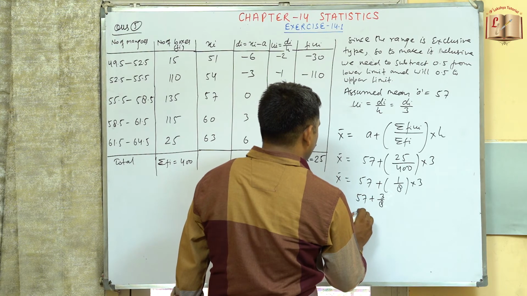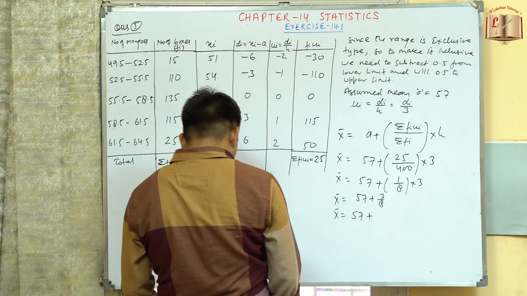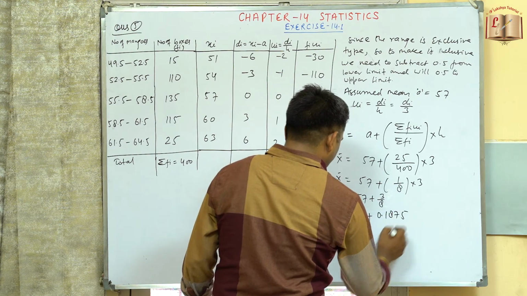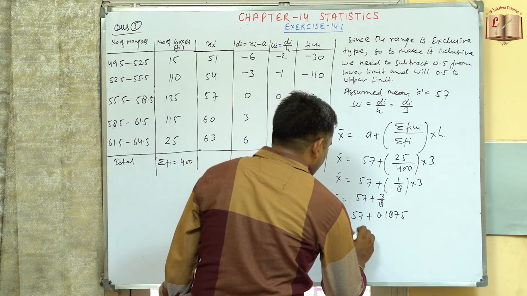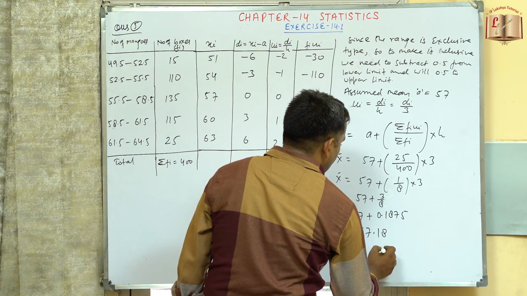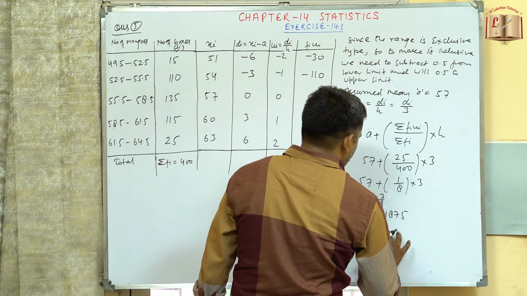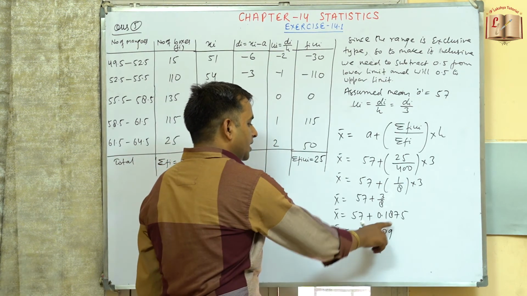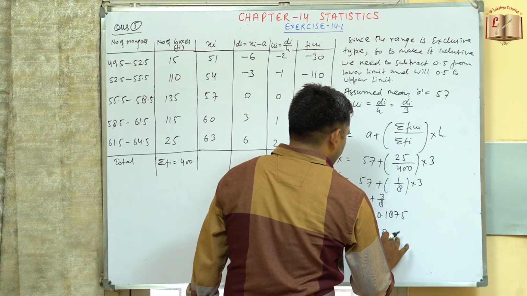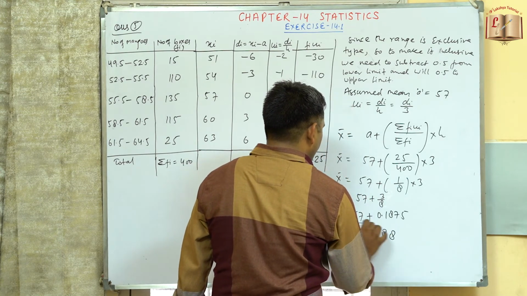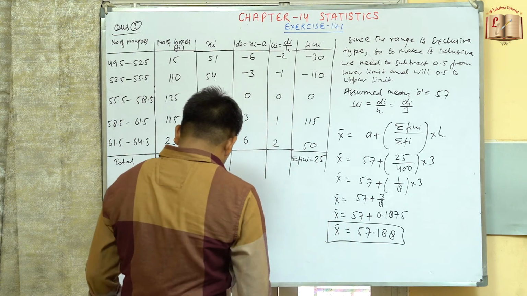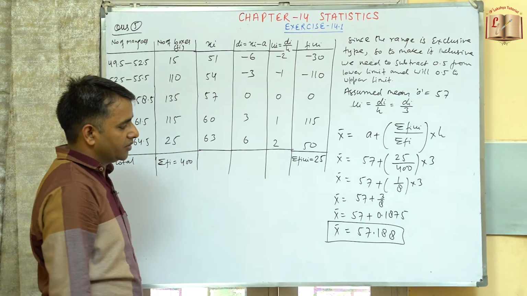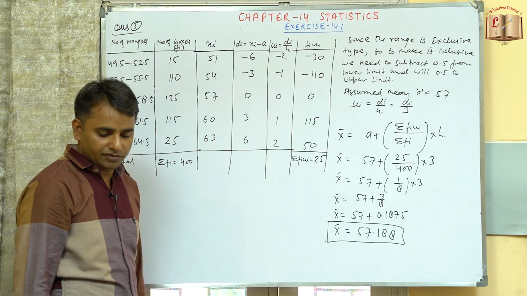So x bar will be equals to 57 plus, we can divide this. So this will be 0.1875, or x bar will be equals to 57.18. We can take up 57.189 because this is more than 0.5, so the next digit we changed here to 18, and we can write it 57.188. So this is the mean. So this is the mean number of the boxes, 57.188, or we can write it 19 also.